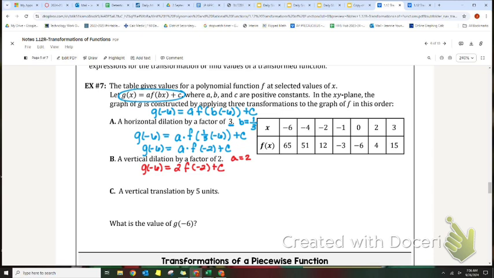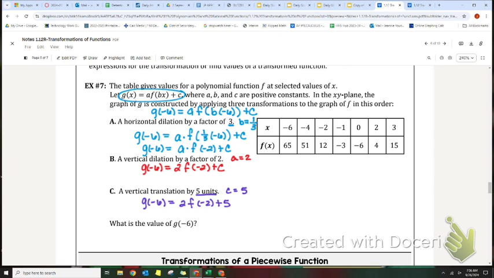And then we can keep going to c. It says a vertical translation by 5 units. Vertical means it's the y value. It's our outside of the x. And up or down, the translation is in this case, they called it c. So I know c is a positive 5, so it means we're going to go up 5. So now we know that g of negative 6 is equal to 2 times f of negative 2 plus 5.